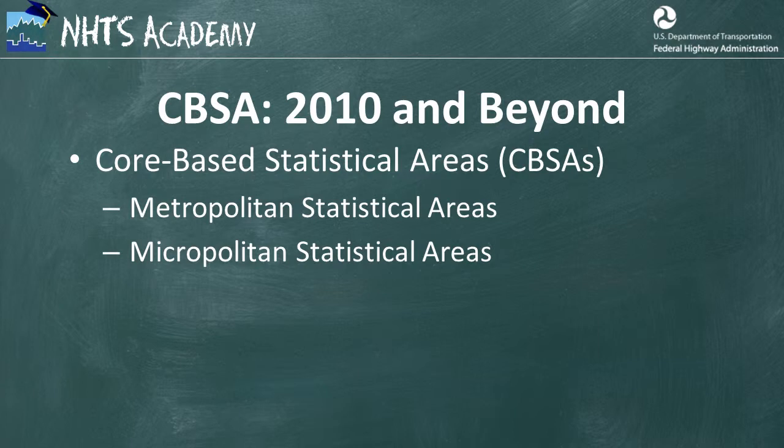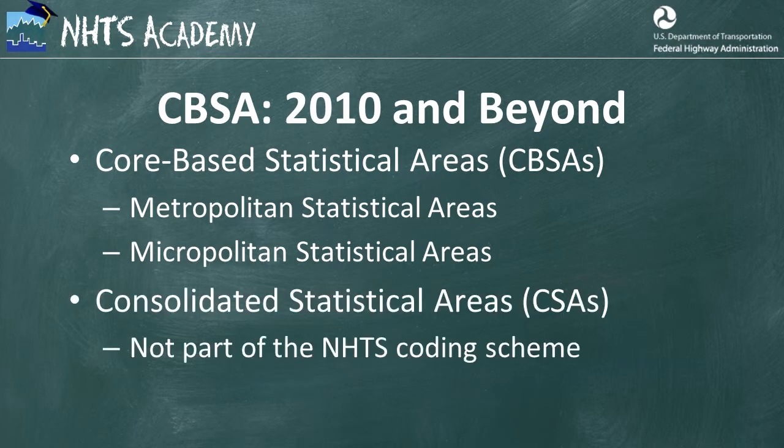If two or more adjoining CBSAs have substantial employment interchange, they are combined into a consolidated statistical area, or CSA. However, unlike CMSAs, Census does not recommend using CSAs and CBSAs interchangeably. Thus, the 2010 geocode update variables based on CBSA status do not take CSA into account. This is a slight change from the use of CMSAs, MSAs created based on the 2000 census. However, such a change is consistent with the guidance from Census, with the added benefit of being slightly less confusing to the end user.